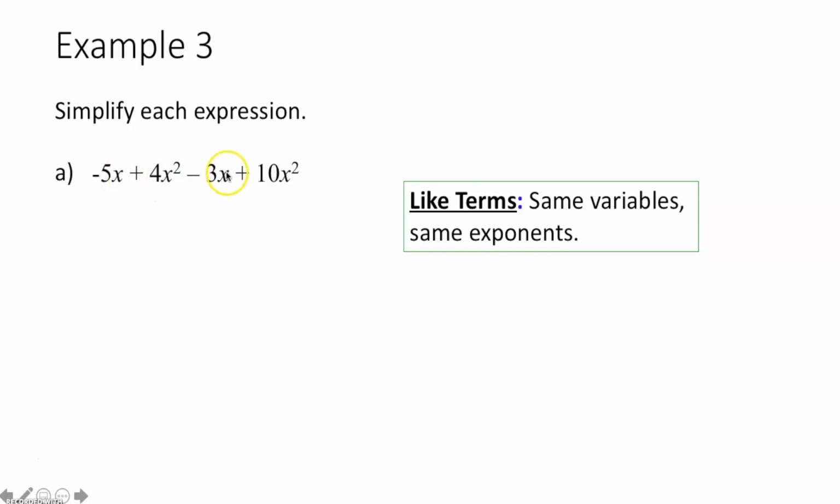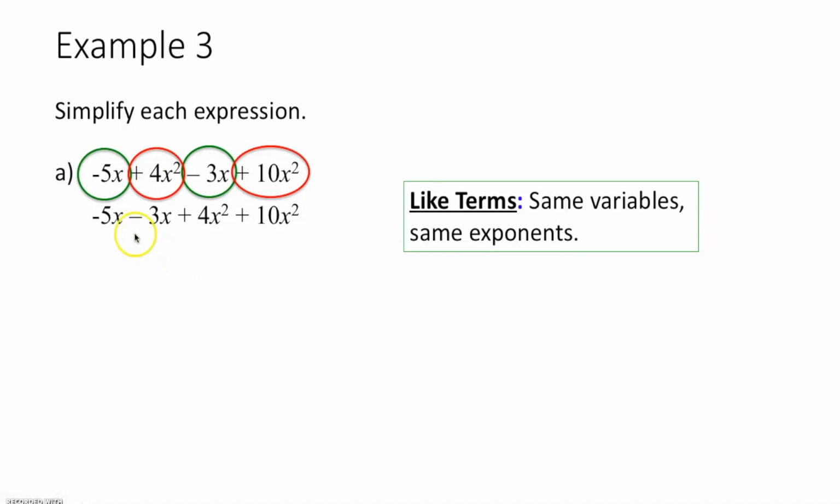What about here? We have x to the first power. Yes, that is a like term. So these two are like terms. X squared, no, different exponent. But as you can see, the 4x squared and the 10x squared, those are also like terms. So in order to simplify this, we're going to put the like terms next to each other using the commutative property. So I'm going to rearrange this. I'm going to put the negative 3x in front of the positive 4x squared.